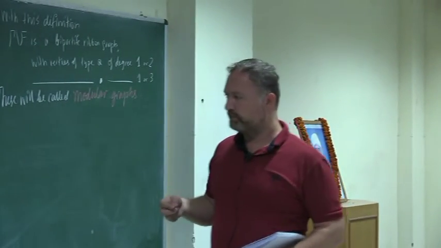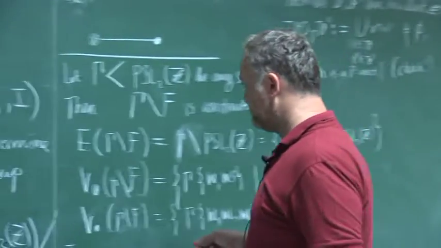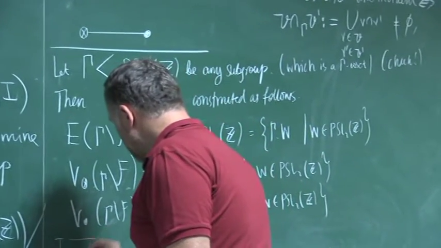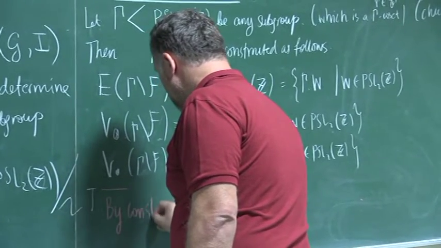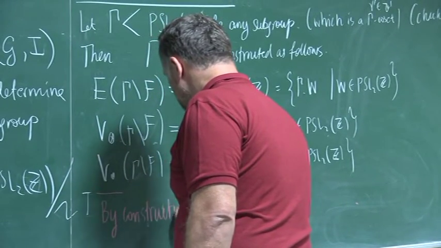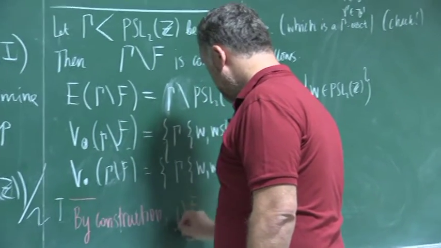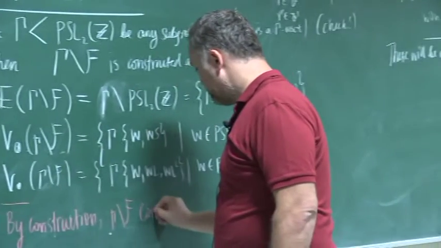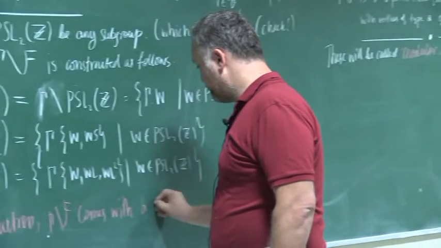So to be more precise, notice that by construction, this quotient graph comes with a special edge.